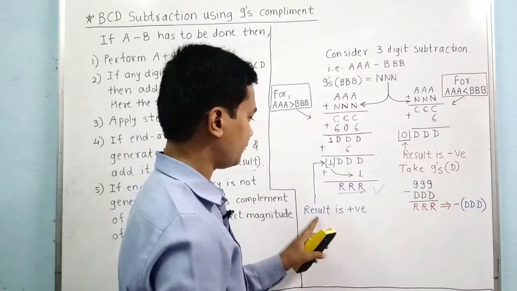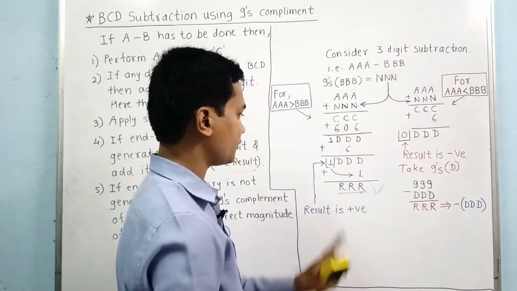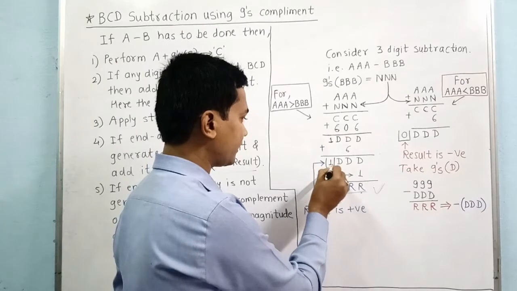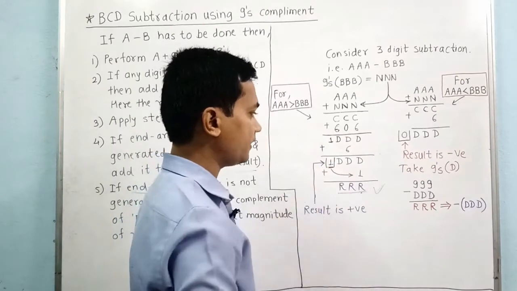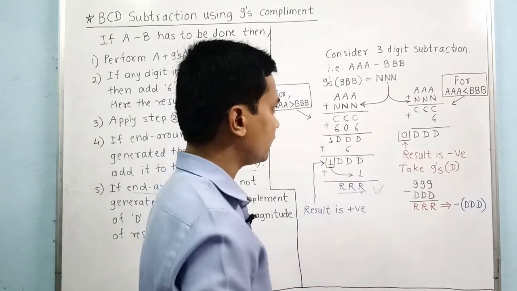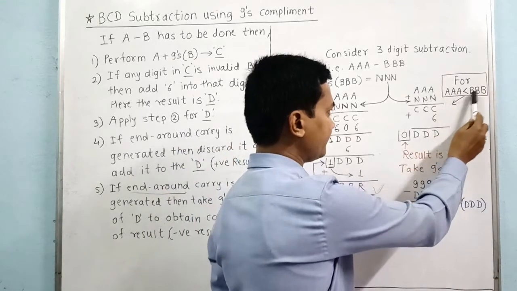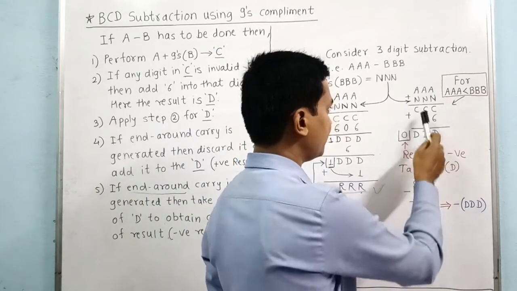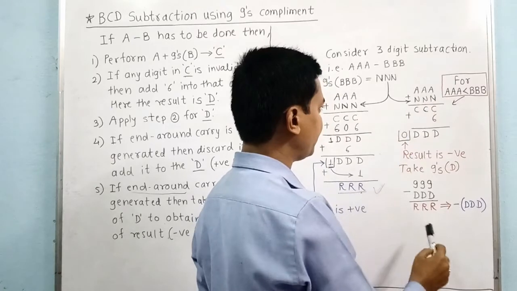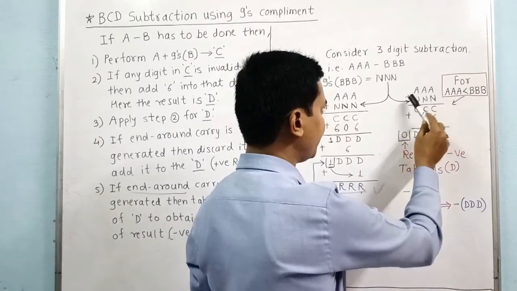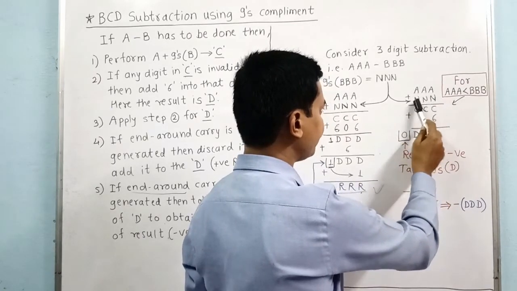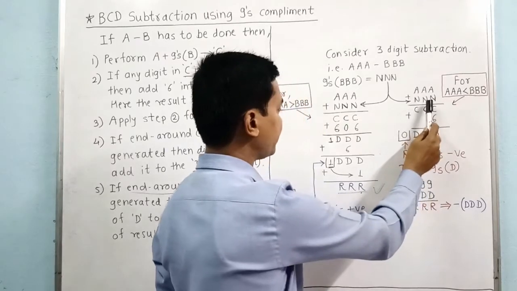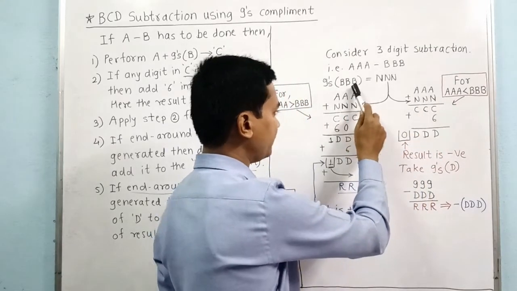Okay, so I have just drawn here, the result is positive if the end around carry is generated. Now in the second case, consider that A is less than B. Again we will process the same thing: A plus the 9's complement of B.